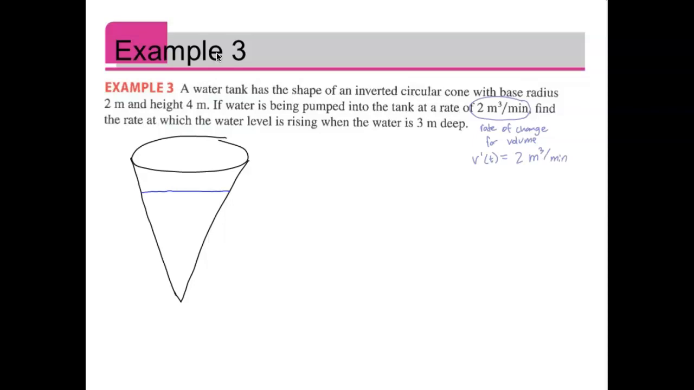And they want us to find the rate at which the water level is rising. So they want us to find the rate that that is changing. I'm going to call that h of t, just for height, okay? So the rate at which the water level is rising then would be h prime of t. And that's the thing that we're looking for.